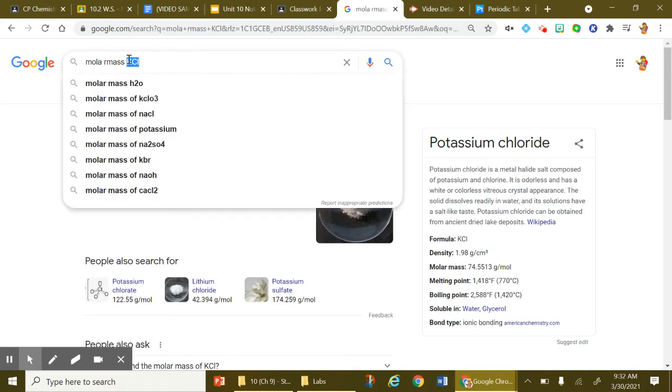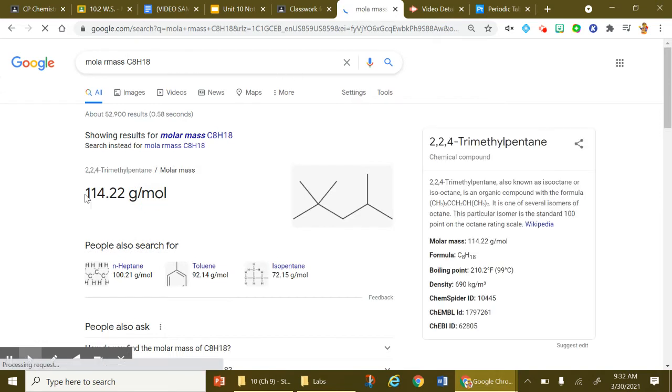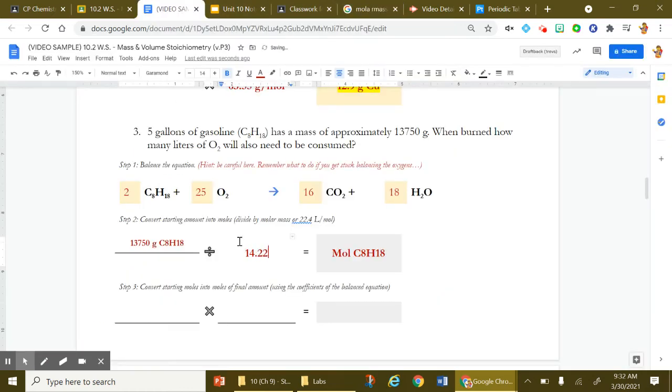All right? I'm going to do the molar mass of C8H18, aka octane, aka gasoline. 114.22. All right. Okay. Oh wait, not 14.2. 114.22. And let me just estimate this to be sure about this. This is 8 carbons, so 8 times 12 plus 18 hydrogens. Yeah, that checks out. All right. So 114.22 grams per mole.